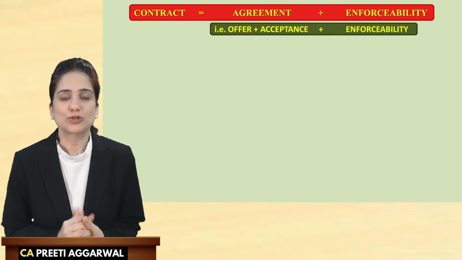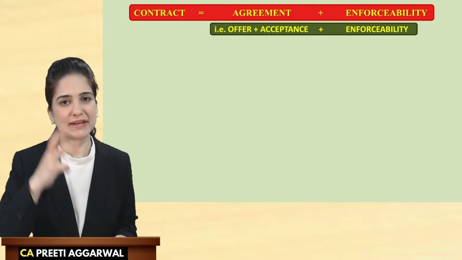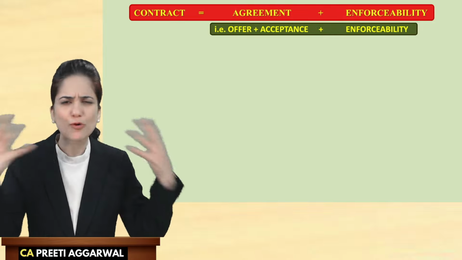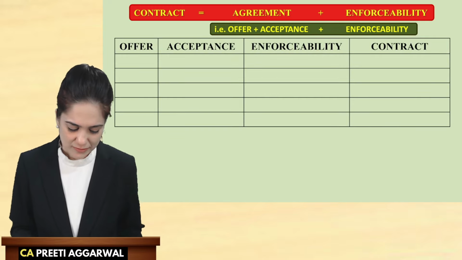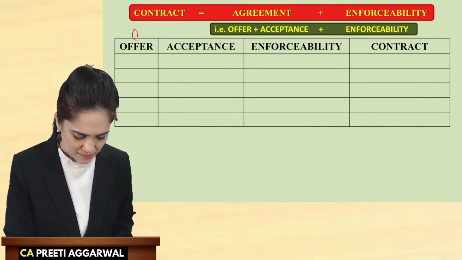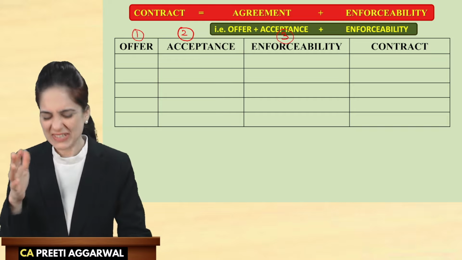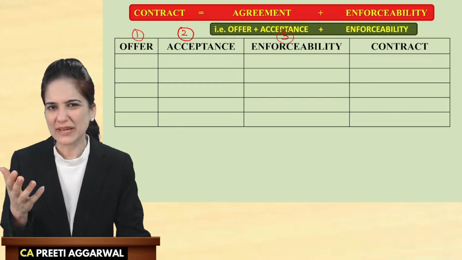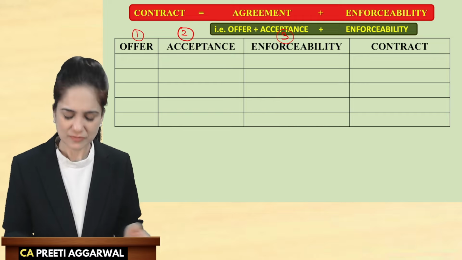Okay. So to make a valid contract, I need offer, I need acceptance, and I need enforceability. Let us discuss more examples to clear our concept. Now, if all these elements are present, only then it is a valid contract. Otherwise, it is just an agreement having no value in the eyes of law. See, when you can't file a case, then it is of no use, no?